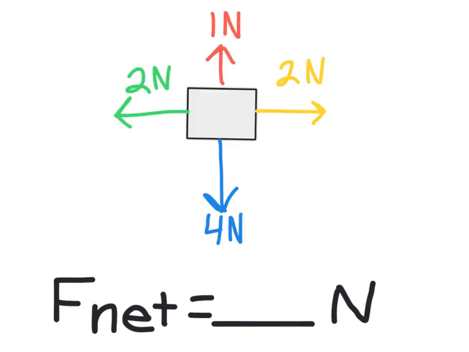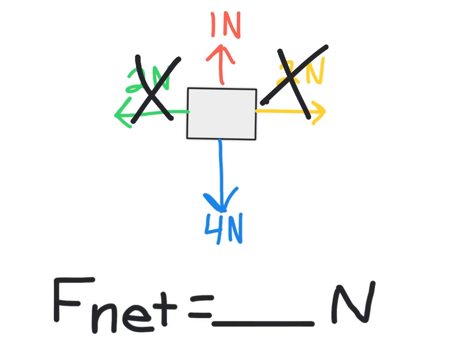On this last problem, we have forces pulling in 4 different directions. We can start by canceling out the 2 2 Newton forces. The 2 Newton forces are both pulling in opposite directions. So 2 newtons minus 2 newtons means we have 0 newtons of force going in the left and right direction. So we can go ahead and cross those off.